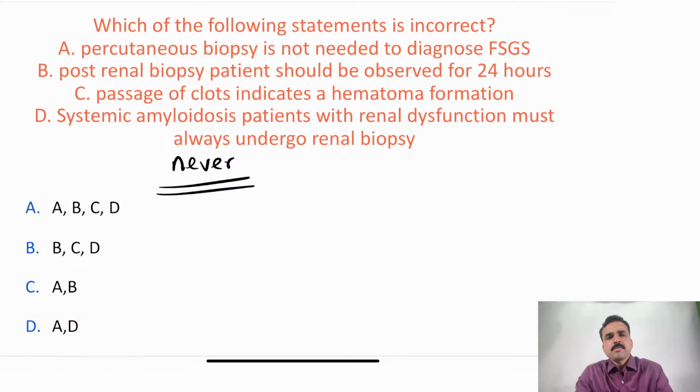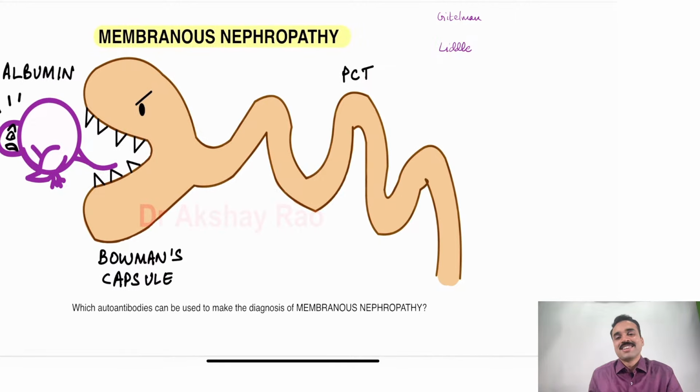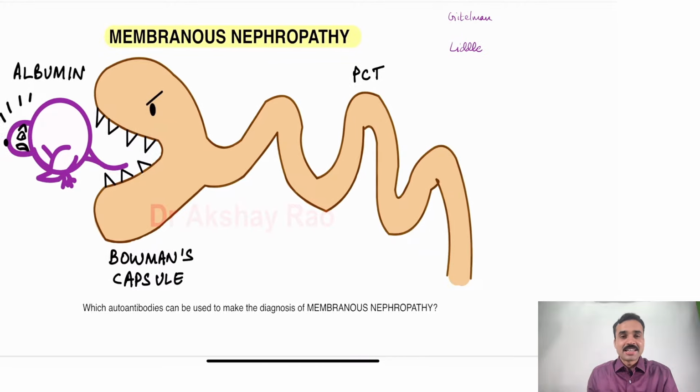Okay, so it's again something more to do with practical. This fact about monitoring the patient for 24 hours and the passage of clots indicating hematoma formation, these are all more practical points that they have tried to ask in the past. So this is what I was talking about. Membranous nephropathy need not be diagnosed by biopsy. Okay, this is not for your INI. The importance of this question is only to highlight which antibody is associated with it. But membranous nephropathy need not be diagnosed with biopsy. These days, practically I'm saying, you can make an indirect diagnosis.